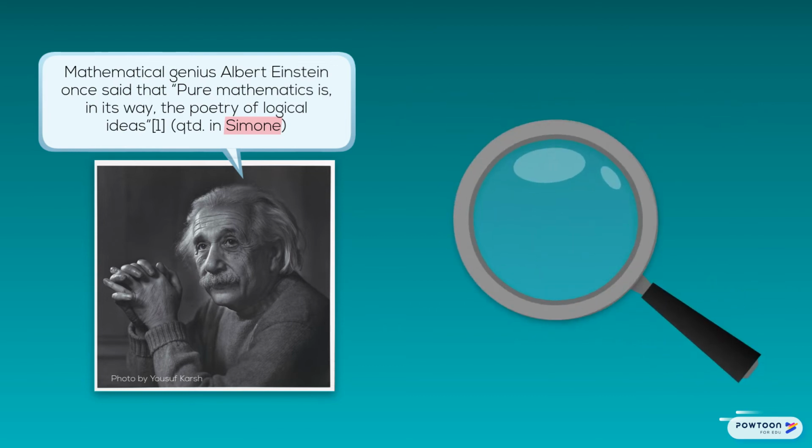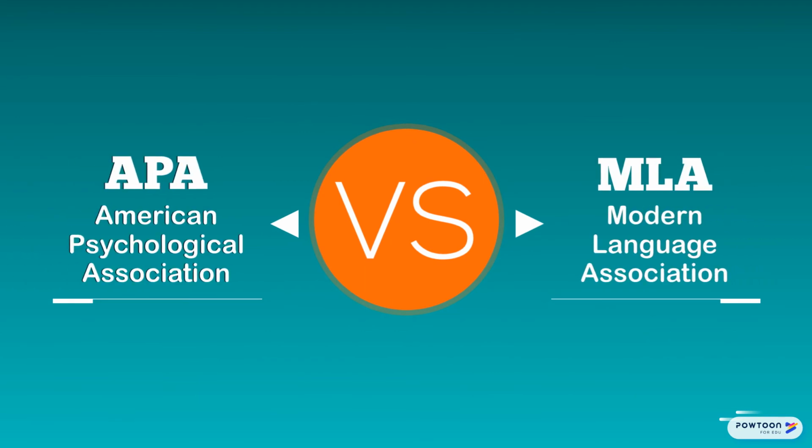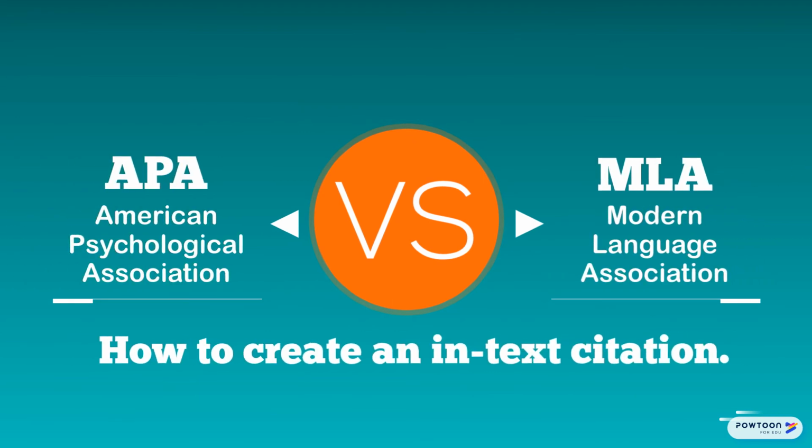APA will also want to know the year the information was created, as remaining current in research is important to APA subjects such as science. Whichever documentation style you are using, you should know how to create an in-text citation.